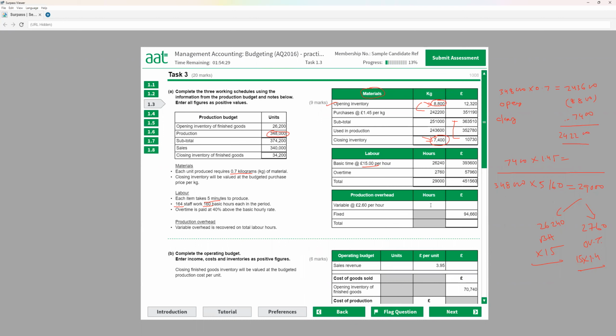All right, for the production overhead, they said use the labor hour basis. So I'm going to use the labor hour. So I have a total of 29,000 labor hours. So 29,000 times 2.60.